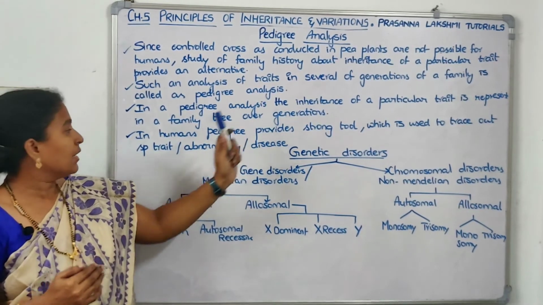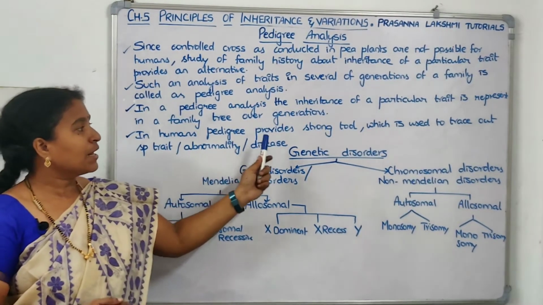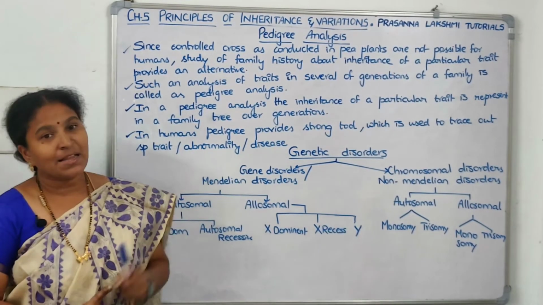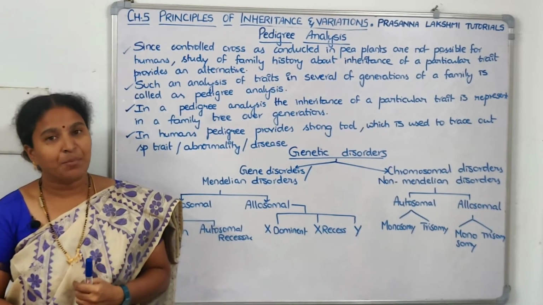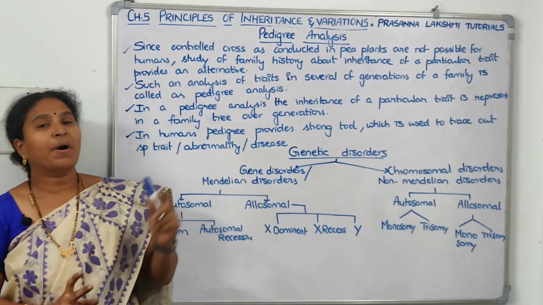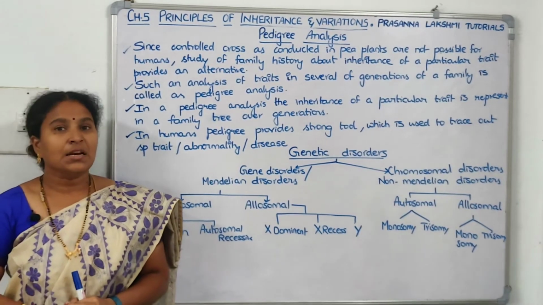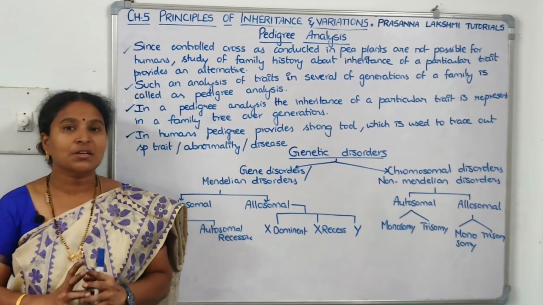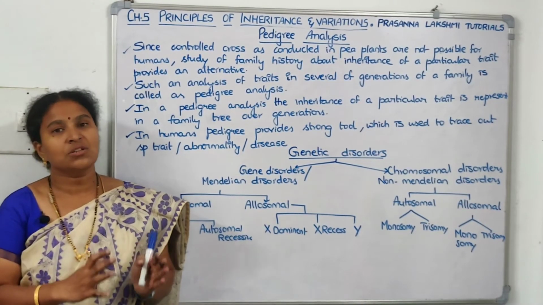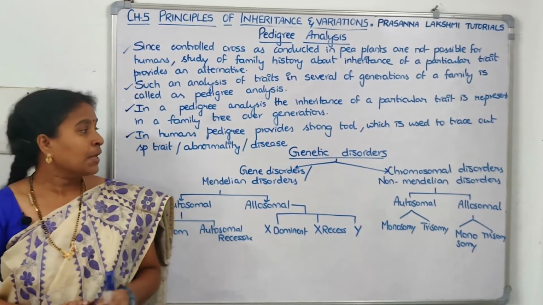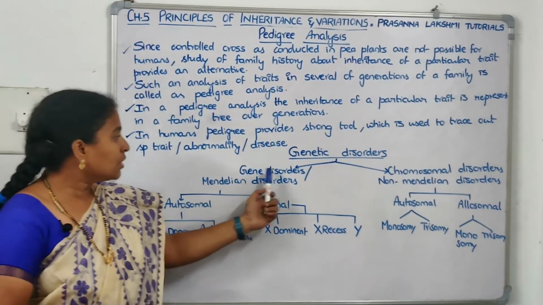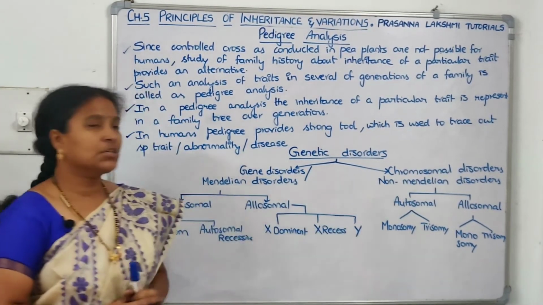That's about pedigree analysis. In humans, pedigree analysis provides a strong tool which is used in tracing out a disorder or abnormality or a disease. We can find out genetic disorders by using pedigree analysis. Now, what is a genetic disorder? Genetic disorders are due to changes in the gene sequence or changes in the chromosomal sequence. So genetic disorders are classified into two types: gene disorders and chromosomal disorders.